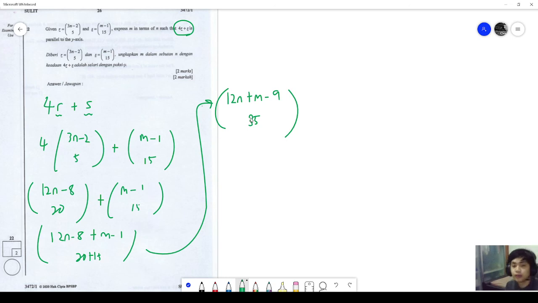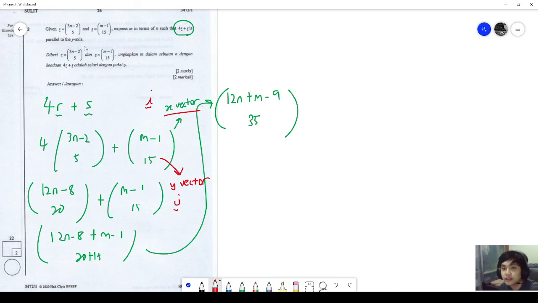So just take note that in this form, the number on top usually represents the x vector, or the vector in the direction of x, sometimes denoted as i. The number at the bottom is the y vector, or the vector in the direction of y, sometimes known as the j vector.